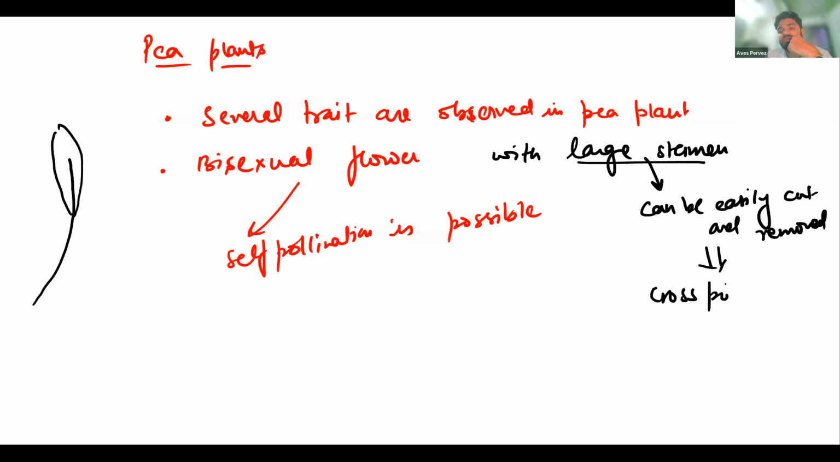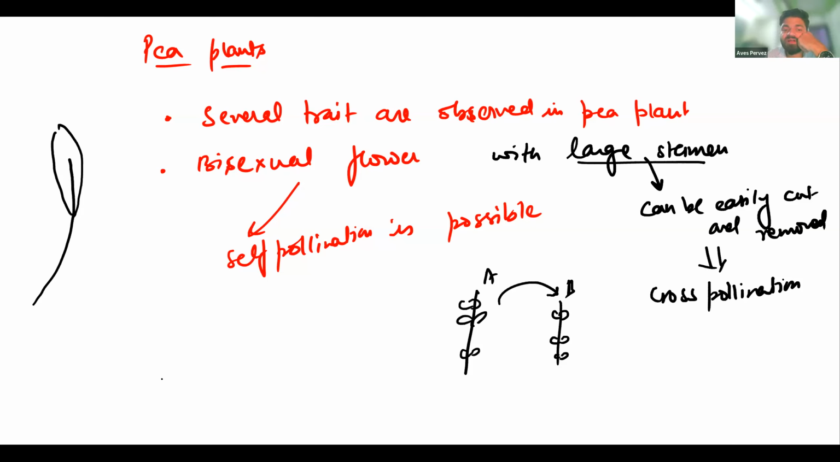What is cross pollination? It is the transfer of pollen grain from anther to stigma of a different plant. So if this is plant A and this is plant B, and I want to do cross pollination, I need to transfer the pollen grain from A to B. So what I need to do is remove the anther, remove the stamens. They bear large stamens, meaning the male reproductive organs can be easily cut, and we can say that it will help us in cross pollination.